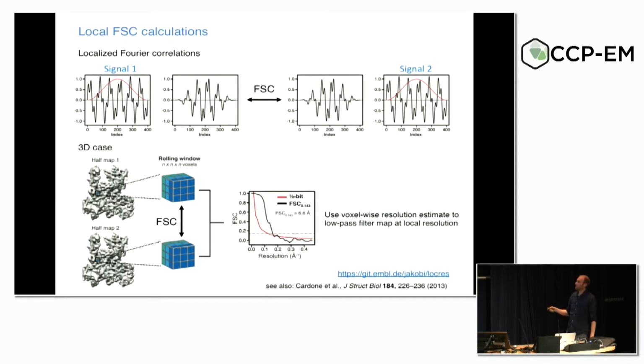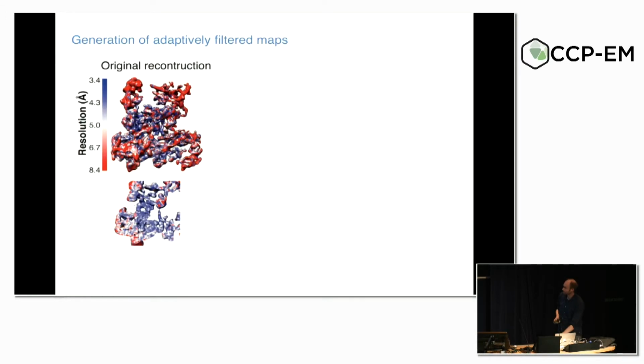If you know this, then you can filter the map and assign the value of the voxel in the center of that cube to a new map, and you basically generate a locally filtered map. RELION can also do this, and there are many other tools. In Scipion you have MonoRes, so there are other ways to do this.